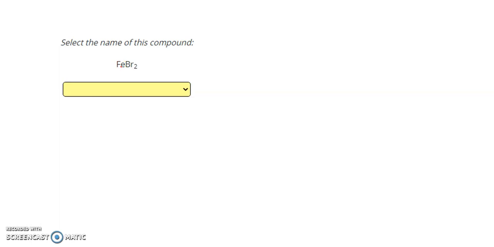Fe on the periodic table, it is a metal, but it's a transition metal. It can be 2+ or 3+. Br is a nonmetal. So this is a metal and nonmetal, that means it's ionic. But because this is a transition metal, we need Roman numerals that tell us the charge in the name. So we need to figure out the charge on Fe.